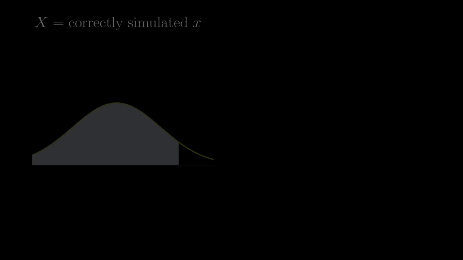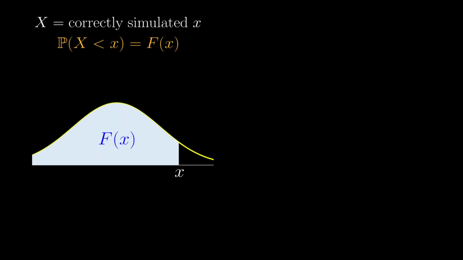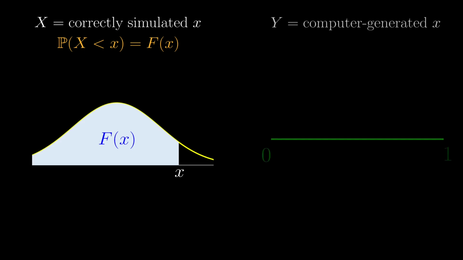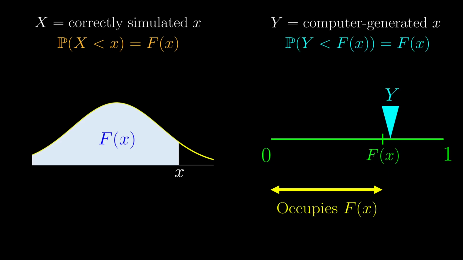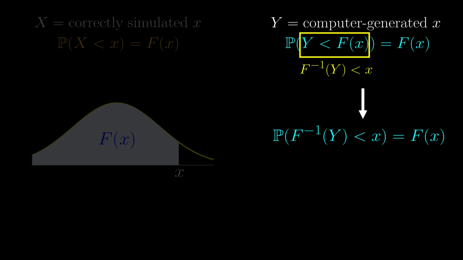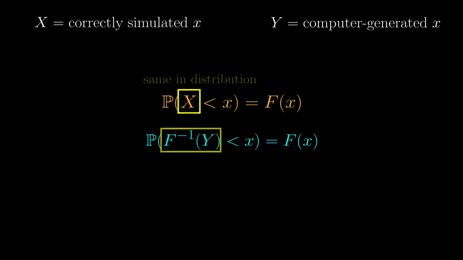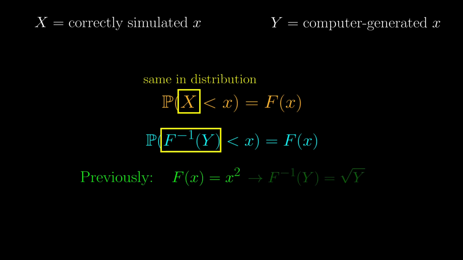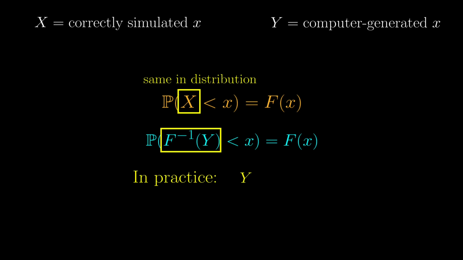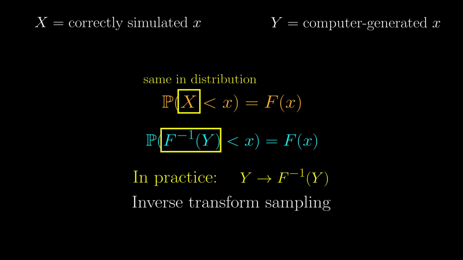More generally, if the probability that x is less than little x is some function f of x, we can similarly consider the probability that y is less than f of x, which is again f of x. This time we apply the inverse of f on both sides, so we have f inverse of y smaller than x. Again, comparing these two statements, x and f inverse of y are the same in distribution. In the previous example, f of x is x squared, so f inverse is simply the square root. In practice, we sample y from a built-in random number generator, then transform it using f inverse, which is why this technique is known as inverse transform sampling.